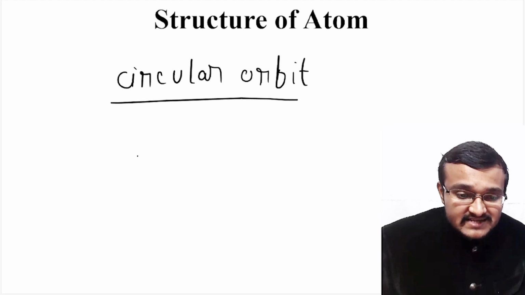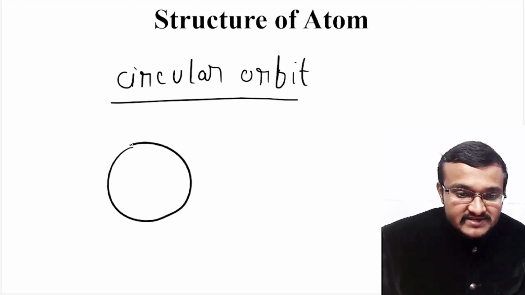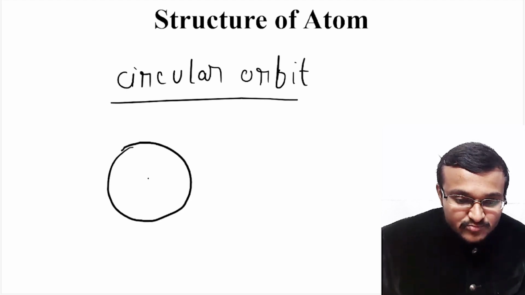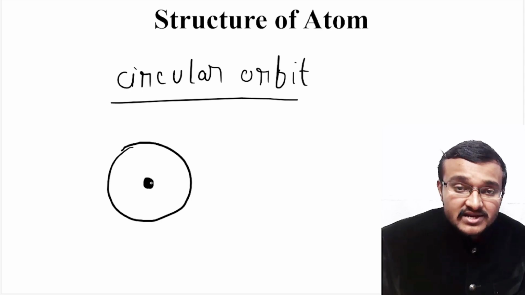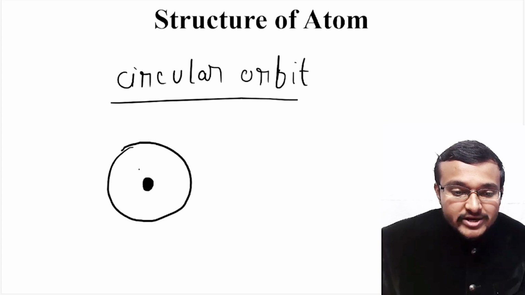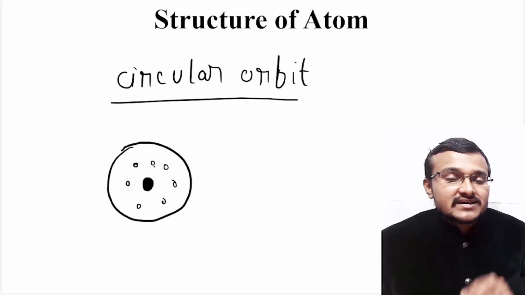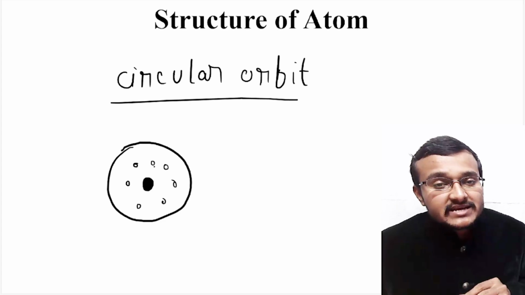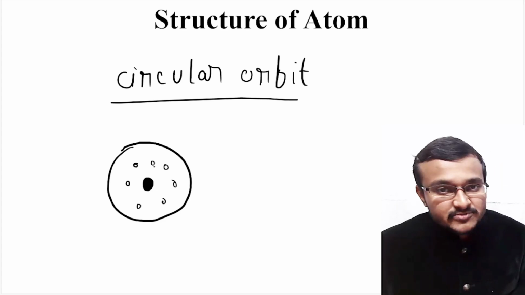That means if there is an atom like this, let's assume this is an atom, then there is a positively charged center inside this atom, and this positively charged center of an atom is known as the nucleus, and around this nucleus electrons will be revolving in a circular orbit. So these were the conclusions you can take from Rutherford's experiment.